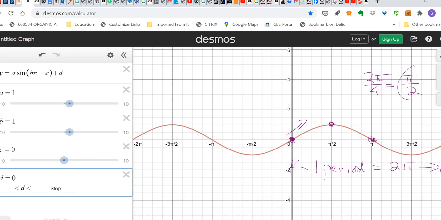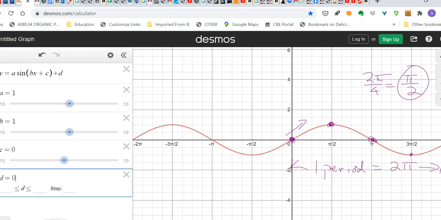Split into 4 parts, each of which is pi divided by 2. So from the middle to the maximum, 1 part. From the maximum back to the middle, the 2nd part. From the middle down to the minimum, the 3rd part. From the minimum back to the middle, the 4th part. And we just keep repeating. So middle to max, back to the middle, down to the minimum, back to the middle, up to the max, back to the middle, down to the min, back to the middle, up, and so on. Right? So that's going to go on forever in both directions.